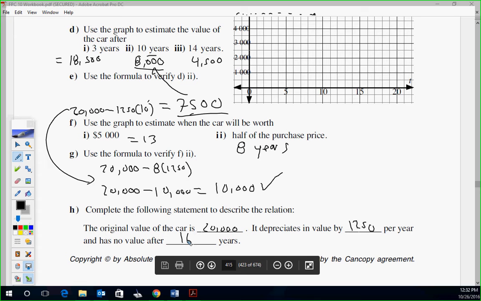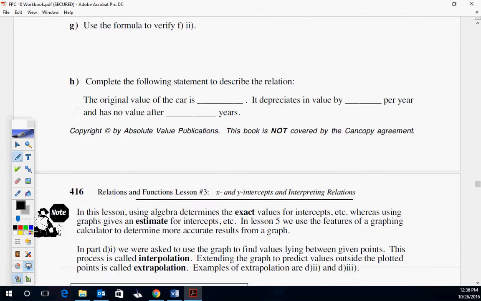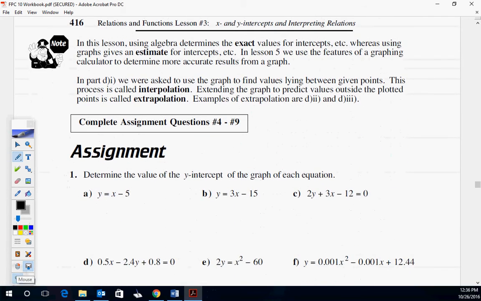Okay, so that's all for this lesson already. We're done with that one. Okay, not yet. Hold on real quick. We've got to talk about these two definition words. In this lesson, using algebra, we use the exact values for intercepts while using the graphs to estimate them. But here, we were asked to use graph values by interpolation, which means that you can estimate within. Extrapolation means on the outside.